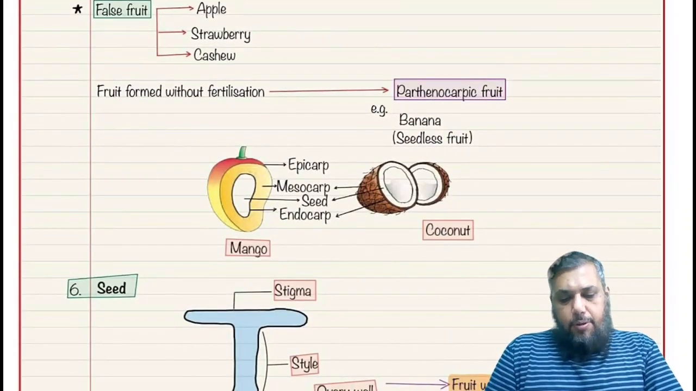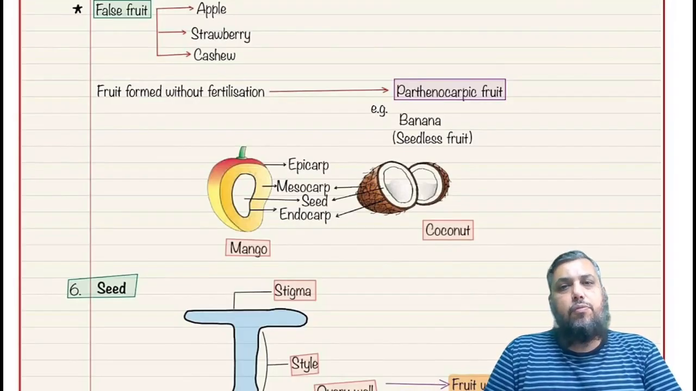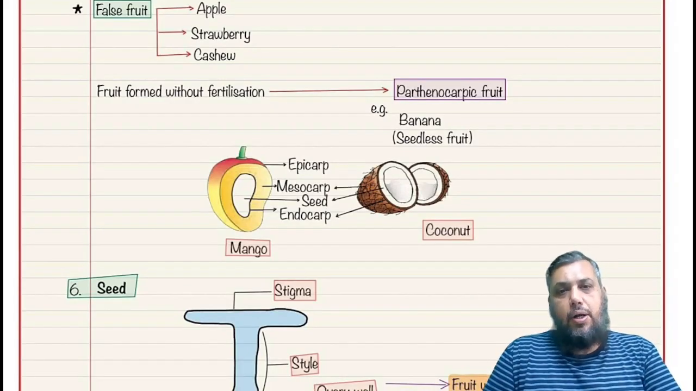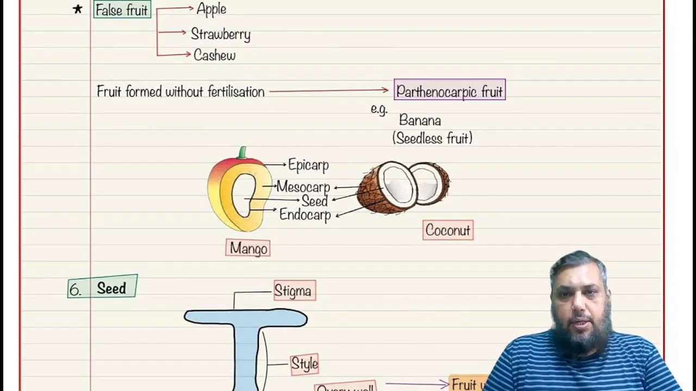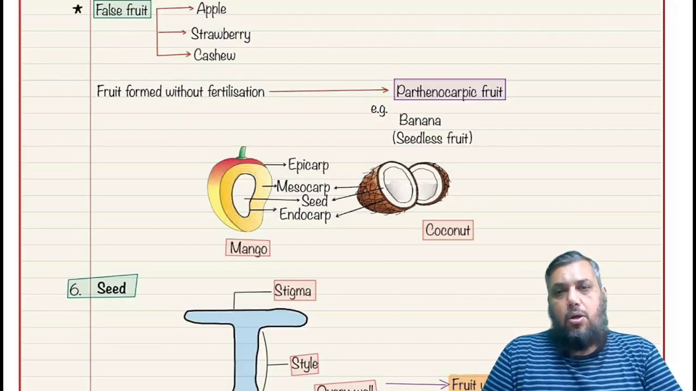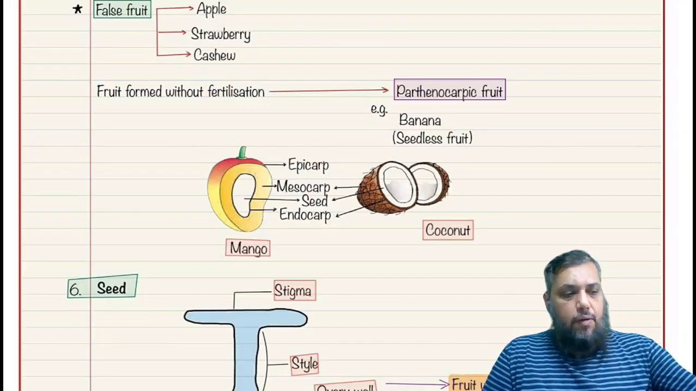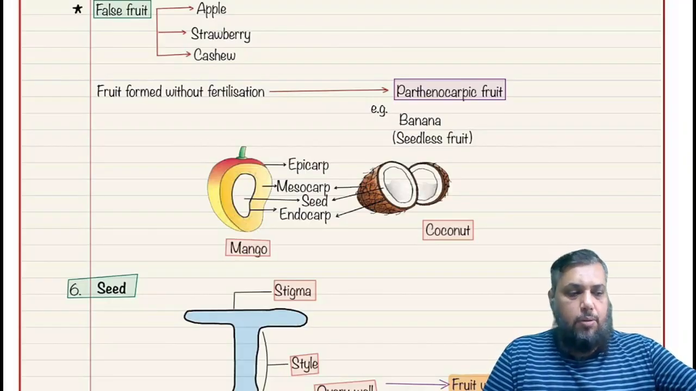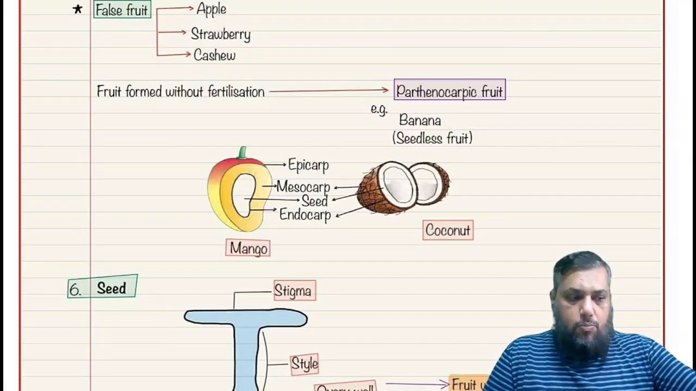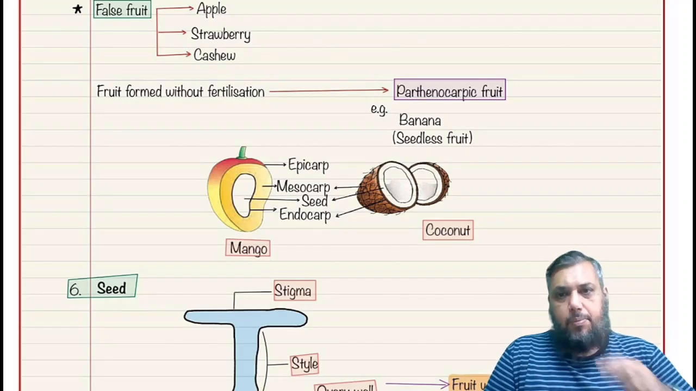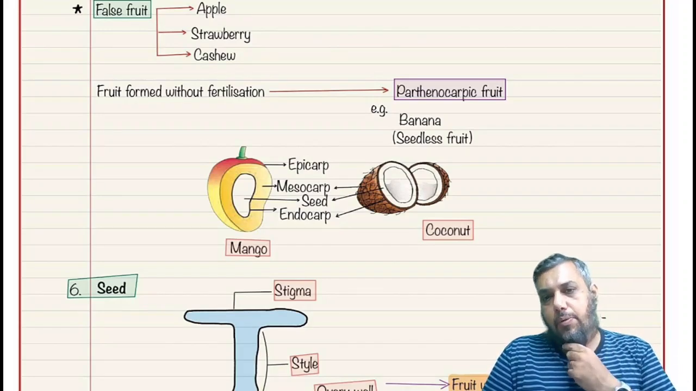Now, as we have already discussed, the fruits that are formed without fertilization are called parthenocarpic fruits. An example would be banana. In horticulture, we use hormones like auxins and gibberellins to make many fruits parthenocarpic. For example, Thompson seedless grapes is an example of a parthenocarpic fruit.